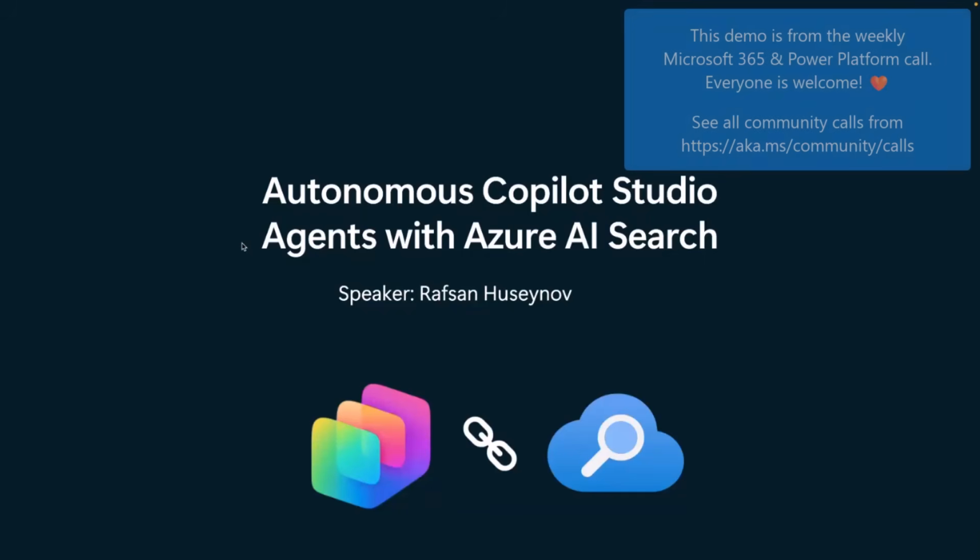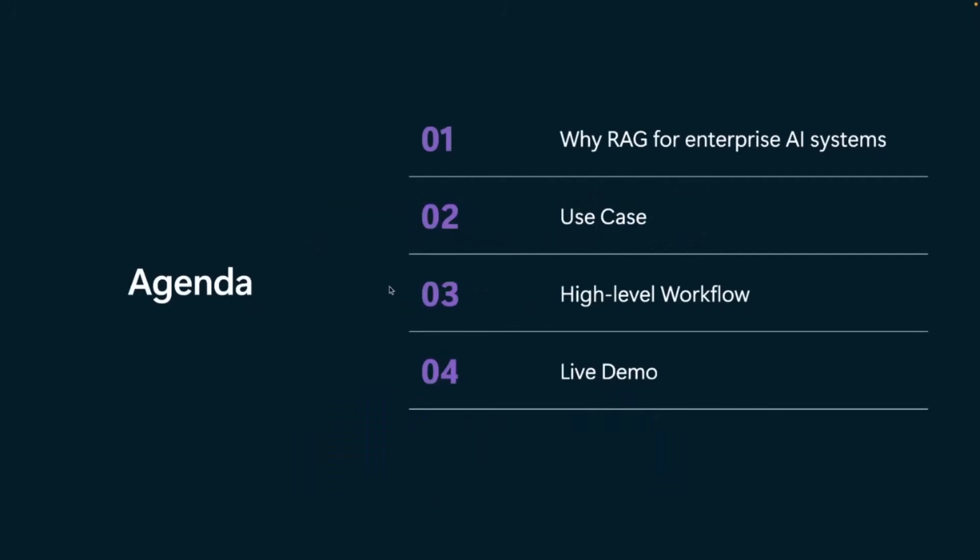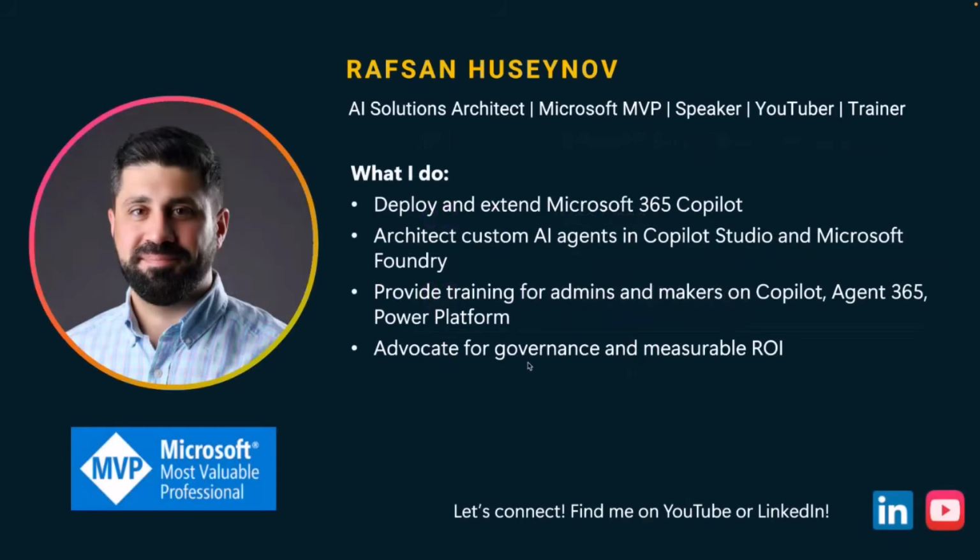Azure AI Search with autonomous Copilot Studio agents. I've been using this for a while. Let me start with a quick intro and the agenda. I will explain why RAG, because more or less every agent that I build today, I'm using Azure AI Search. Then a real world use case and the high level workflow. I wanted to put the architecture, but it was too big to put into one slide, and then we will have a live demo.